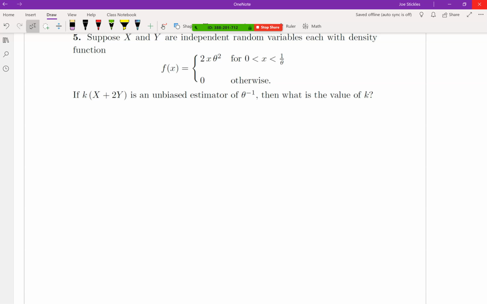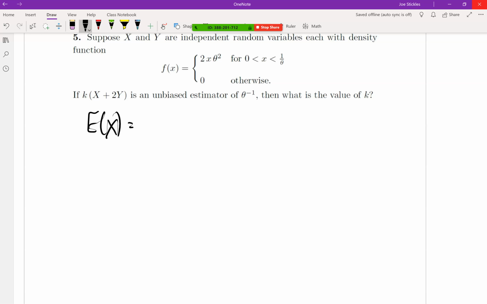If we want to figure out an unbiased estimator for anything, the first thing we want to do is figure out the expected value of the particular variable we're using to estimate something. So the first thing we want to do is find the expected value of X. That's going to be step 1 here.